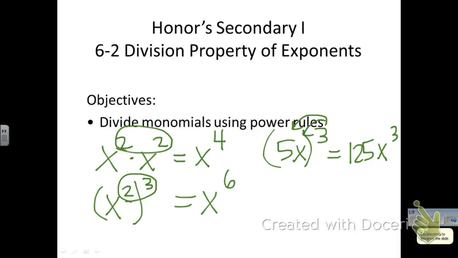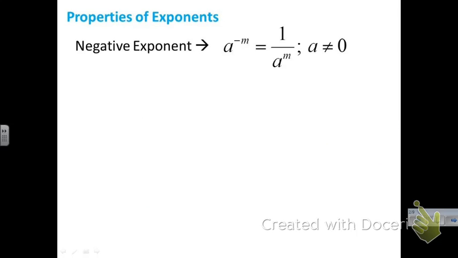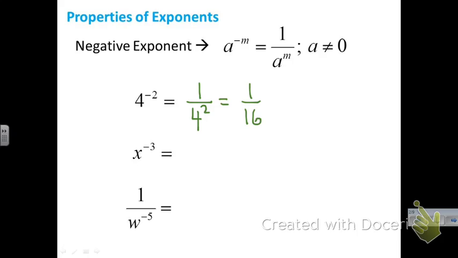So from there we're going to learn 4 more. We'll start out with the negative exponent rule. This says that if you have a negative exponent, it brings everything, including the base, to the bottom of a fraction. I'll give you some examples here. We have 4 to the negative 2. This will give you 1 over 4 squared, which will then become 1 over 16. The next one, x to the negative 3, will give you 1 over x to the third, and that can't be simplified.